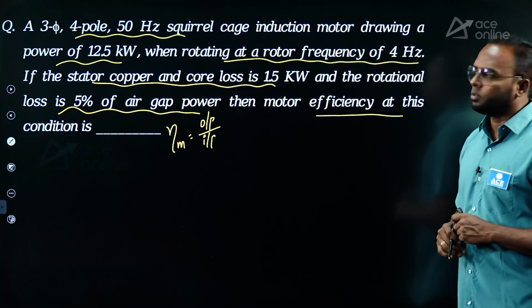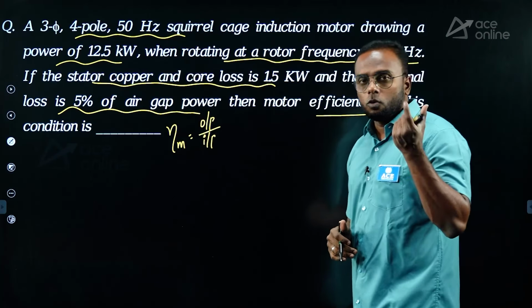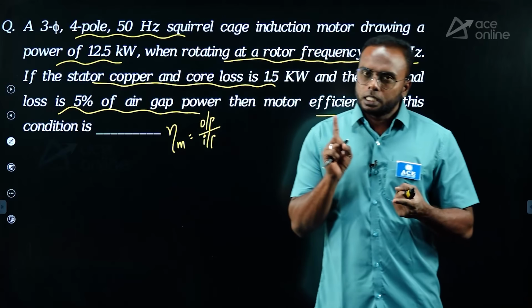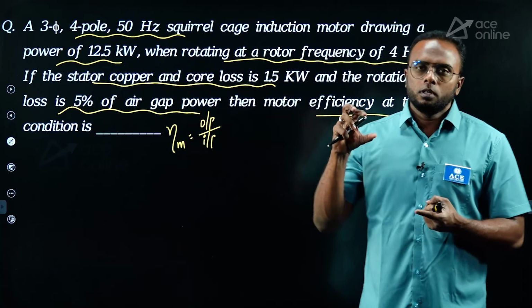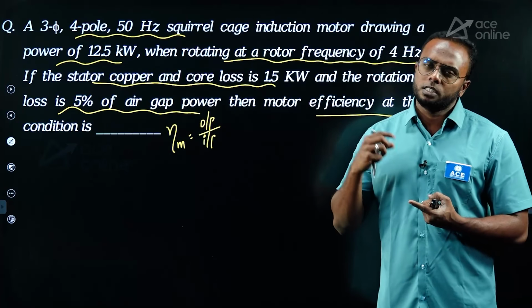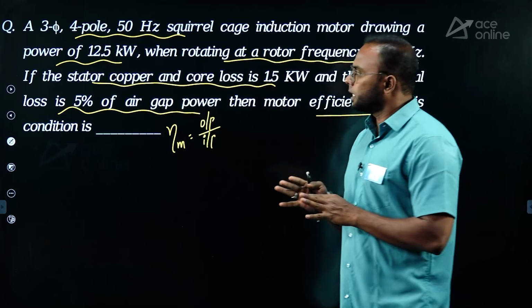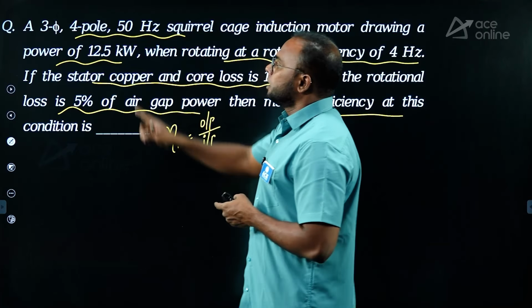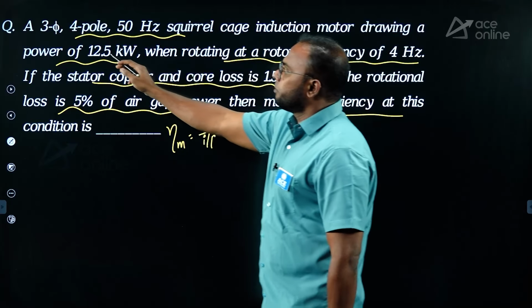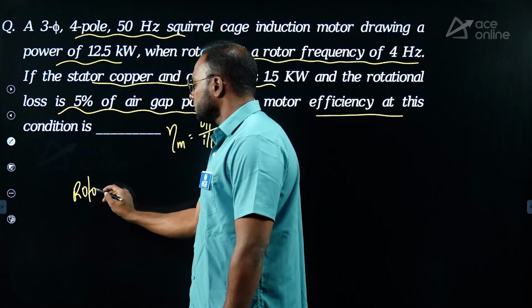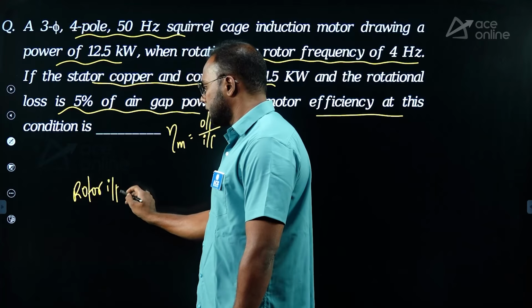First calculate air gap power. Air gap power means what? Rotor input power. What is the rotor input power always? The stator output of induction motor is nothing but rotor input power, which is called air gap power. Both are same, stator output. That is itself rotor input. Now what is the stator input power? 12.5 kilowatt. No?